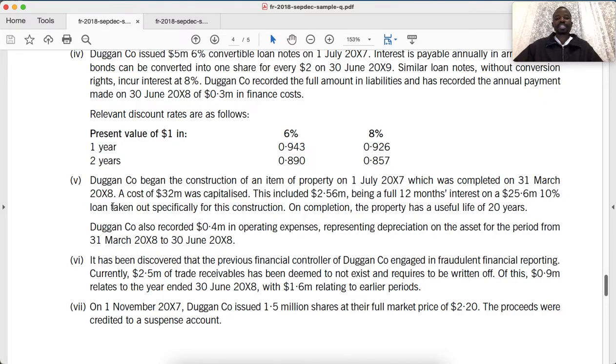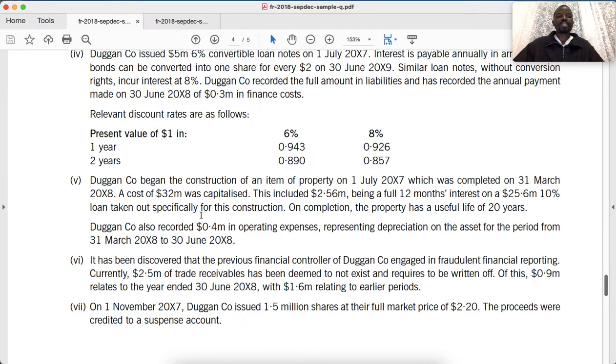DCO began the construction of an item of plant on 1 July 20x7, that is the beginning of the year, which was completed on 31 March 20x8. A cost of 32 million was capitalized. This included 2.56 million being a full 12-month interest on a 25.6 million 10% loan taken out specifically for this construction.